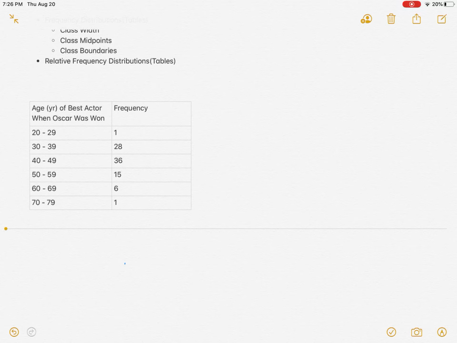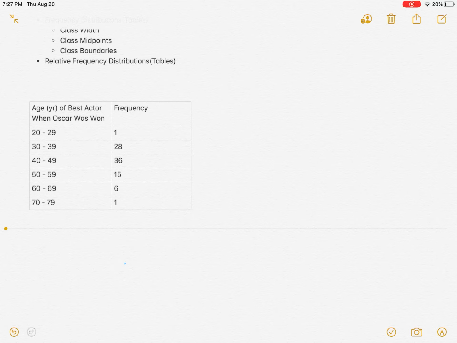Because we don't have the original list of data, we don't know what that age was. It could have been 20, could have been 29, or anything in between, but there was only one age in there. 28 of the individuals that won Best Actor were between the ages of 30 to 39. 36 were between the ages of 40 to 49. 15 were between 50 and 59. And 6 were between the ages of 60 and 69, and so forth and so on.